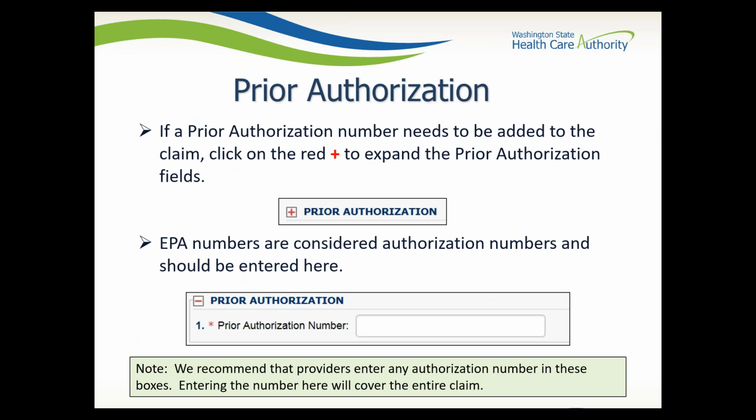The next area for entry is the prior authorization section. You would click the red plus sign and enter it here if the service you are billing for requires a prior authorization or an expedited authorization number or EPA that is provided in the program billing guides. If no authorization is needed for the service, skip this area. Entering the authorization or EPA number here would apply to the entire claim. If you have more than one authorization number to bill with, this will be covered later in the slideshow.